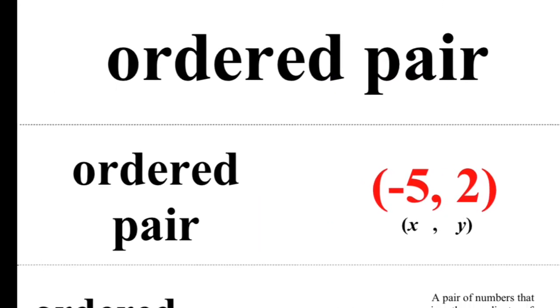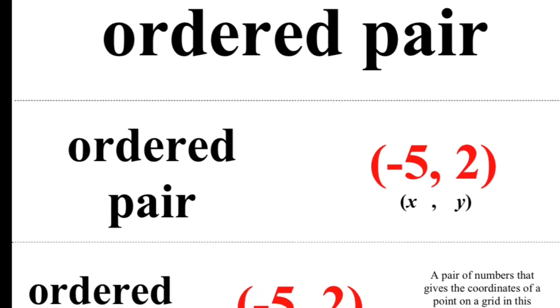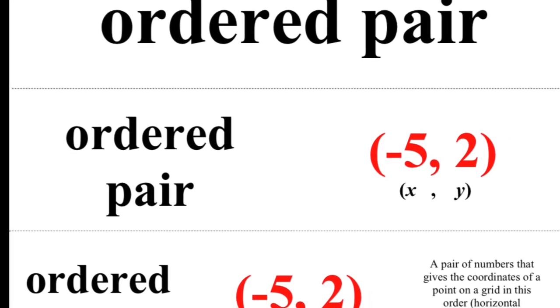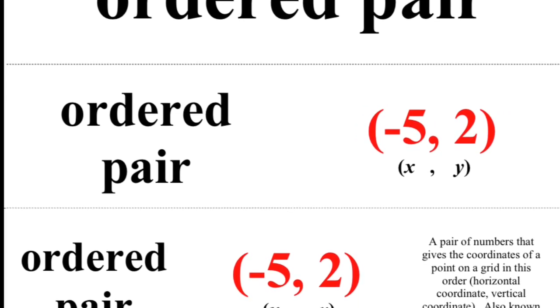An ordered pair is another word for coordinate or point. In an ordered pair, you have two numbers. The first number is the x-coordinate, and the second number is the y-coordinate.